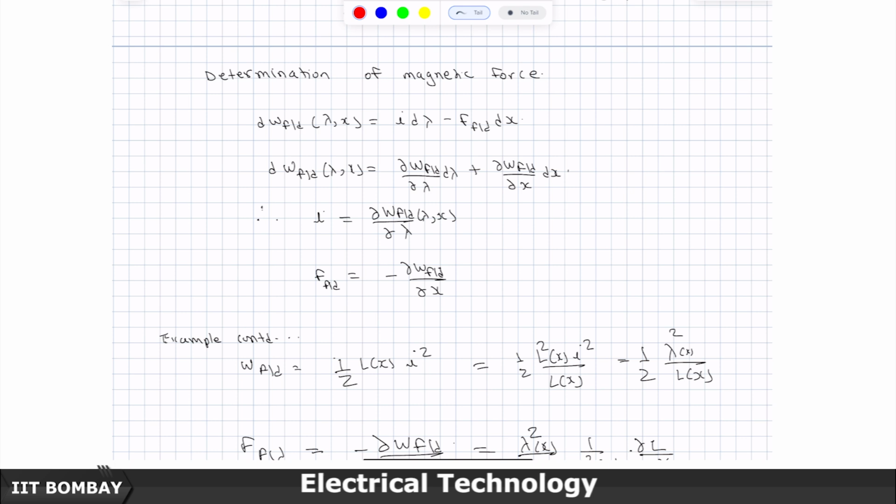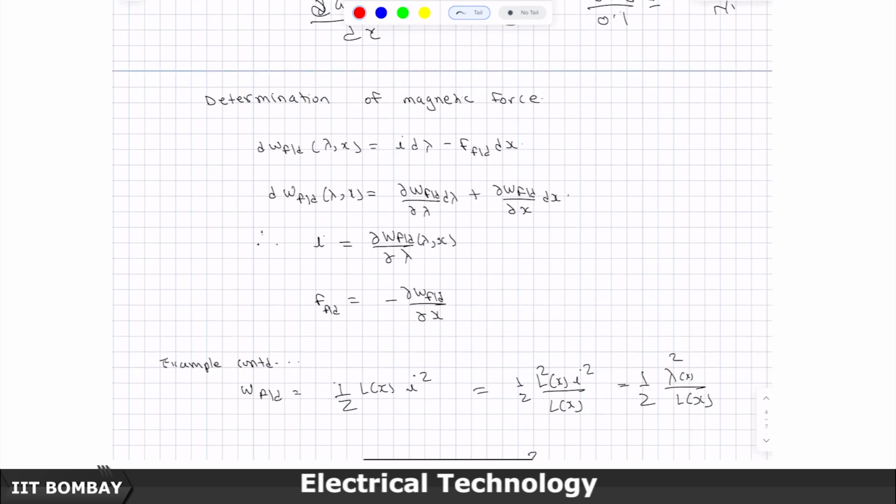This one thing I want to get very straight through you, that when L is a function of x and lambda is equal to L, a function of x, times I, because I have not taken non-linearity of the BH curve. When I say I remaining constant, as x changes lambda will change. If I say lambda remaining constant, as x changes I will change. So, that is why I cannot take both of them simultaneously as my state variable, they require different treatment.